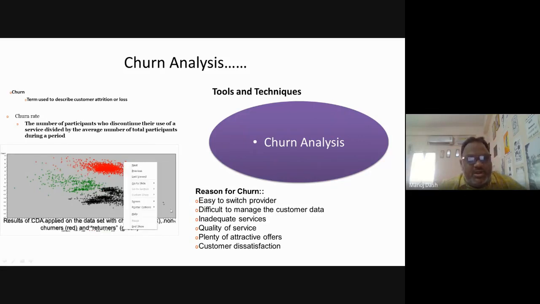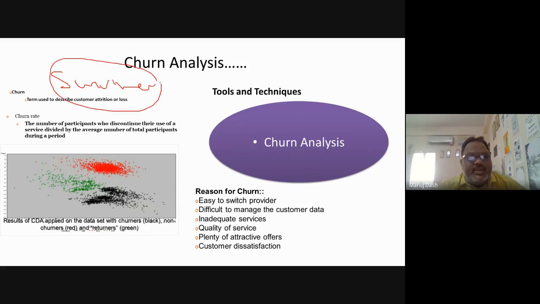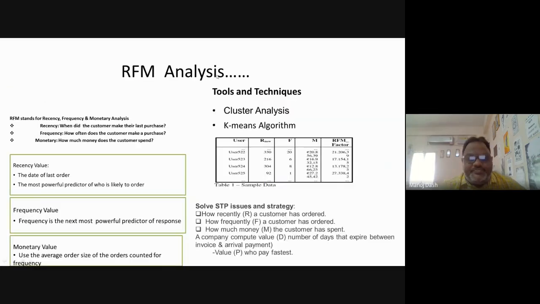There is a concept called survival analysis. There is a concept called survival. Survival analysis: we are using survival analysis to understand the churn of the customer.